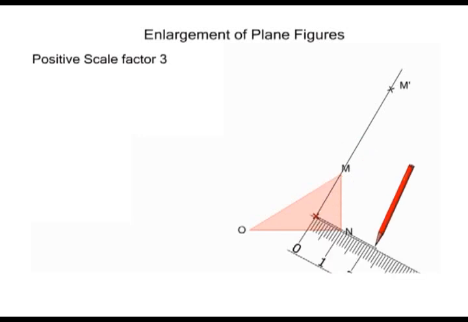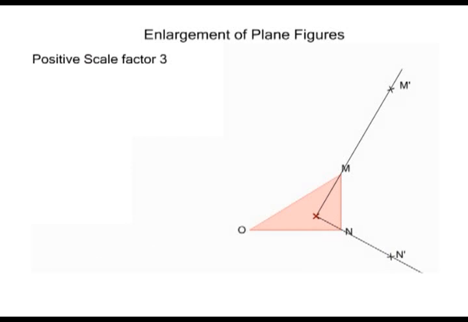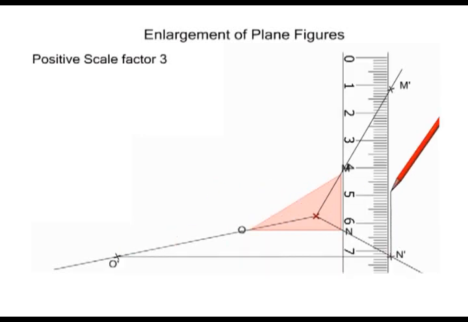Repeat for N, draw the projection. XN is 1 centimeter. 3 times that is 3 centimeters. And we have N prime. If you do the same for O, O prime is here. Now join the crosses to complete the image.